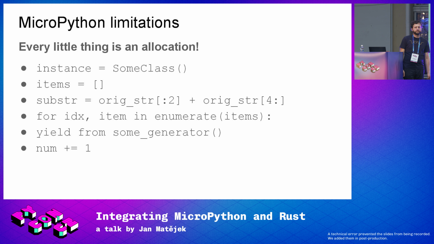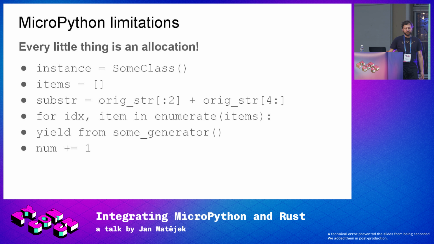How about this one? It's three allocations. One is for the first substring, second is for the second substring, and the third one is for putting them together. How about this? Well, there's one allocation for creating the enumeration object, and every single loop allocates a tuple. So creating a tuple is another allocation.